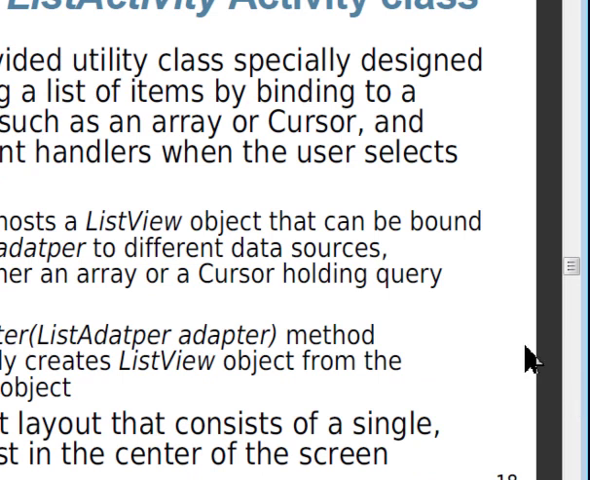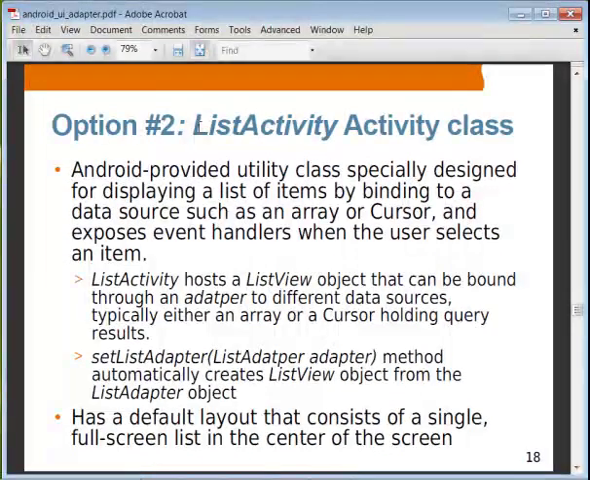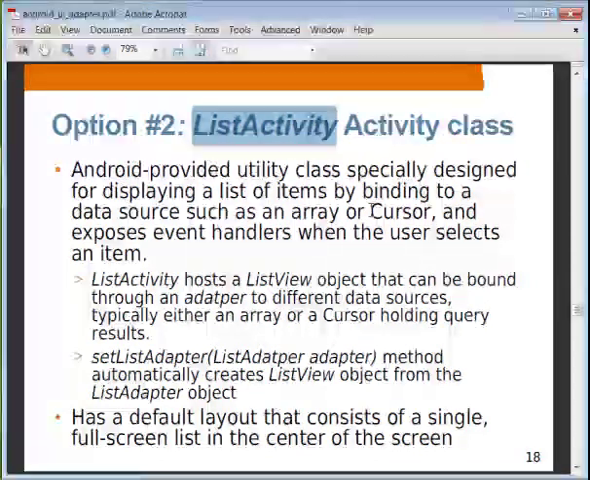Now option 2 is, instead of extending the activity class, you are going to extend the ListActivity class. So ListActivity is a utility class, and it does provide some value. It's a utility class specifically designed for displaying a list of items by binding to a data source such as an array or cursor, and it exposes event handlers when the user selects an item. So you can think of ListActivity as an extension of the activity class itself, and then it actually adds some values. And the values we are talking about is this.